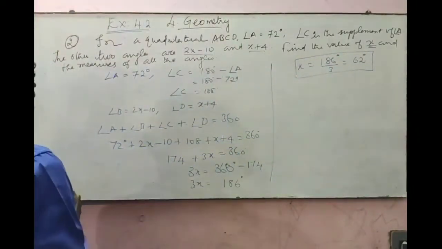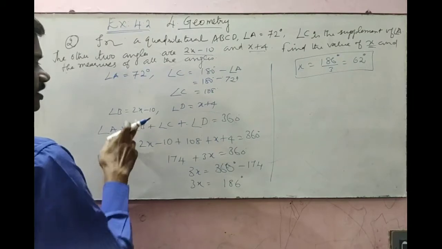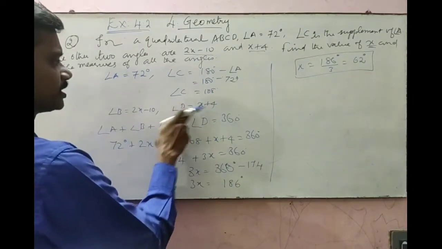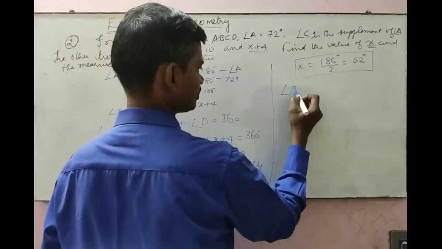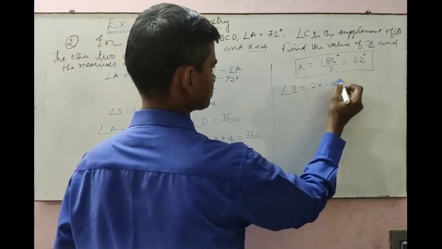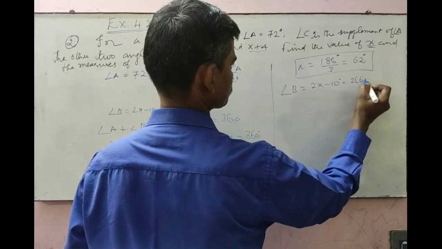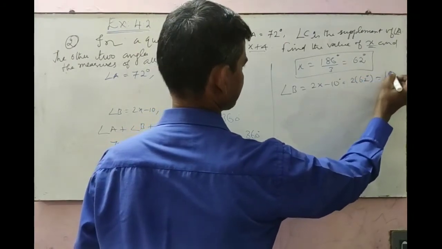Then we have to find the measures of the remaining two angles, that is angle B and D. Already A and C are found. Angle B equals 2x minus 10, which is 2 into 62 degrees minus 10.